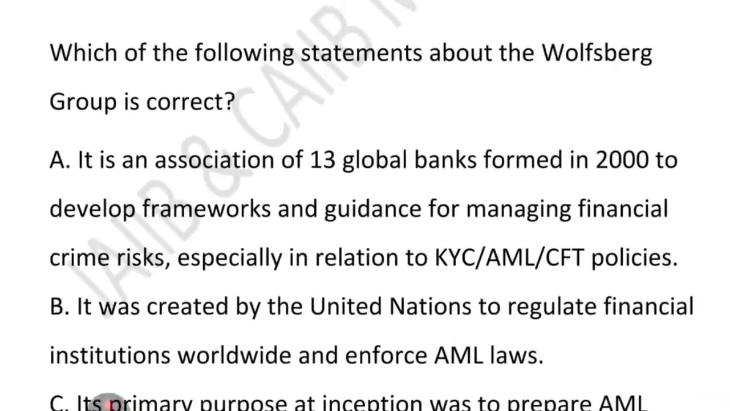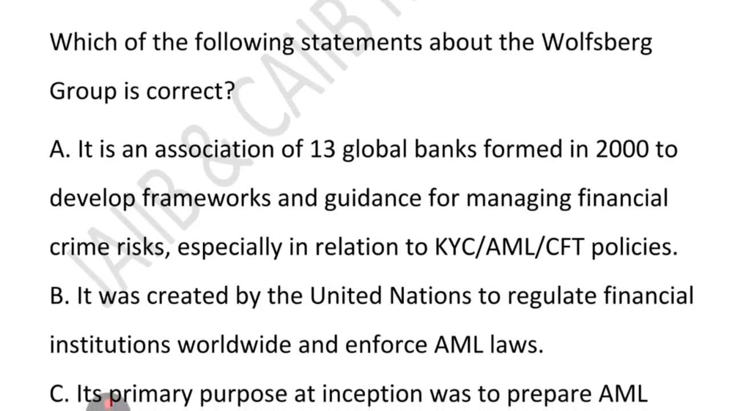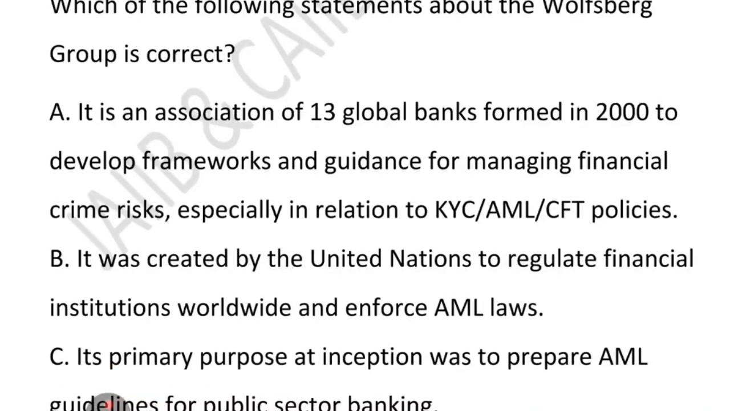Very good question. This question is regarding the Wolfsberg Group. So option A is correct, because the Wolfsberg Group is a club of 13 big banks like HSBC, Citibank, etc. It was started in the year 2000 to fight financial crime. Their main job was to create rules and best practices for KYC, which means know your customer, checking who clients really are; AML, which means anti-money laundering, stopping the dirty money; and CFT, which means counter-terrorism financing, blocking the terror funds.